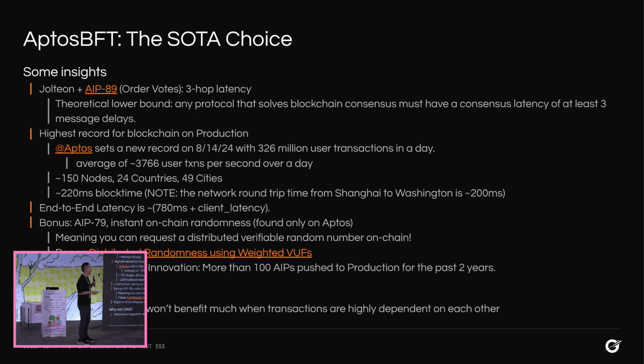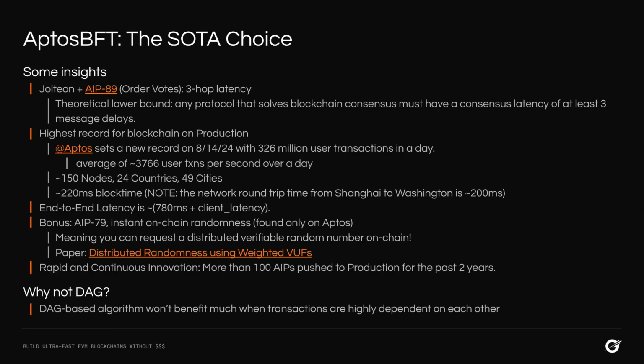Some insight about Aptos BFT. Aptos BFT is an improved version of Jolteon consensus plus an optimization called order votes, which reduces the consensus latency to 3 hops. For people familiar with consensus protocols, to reach BFT, the minimal theoretical lower bound is 3 hops.